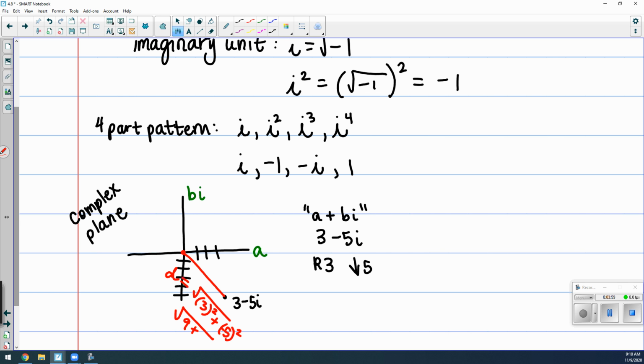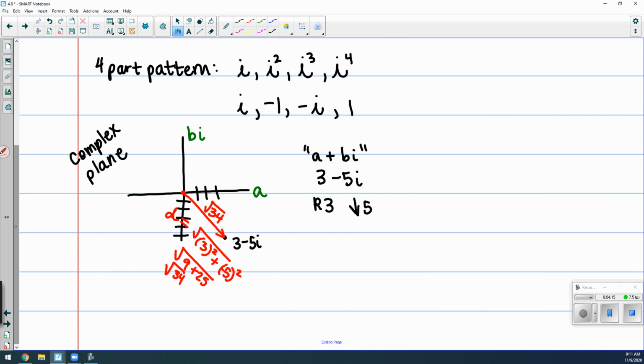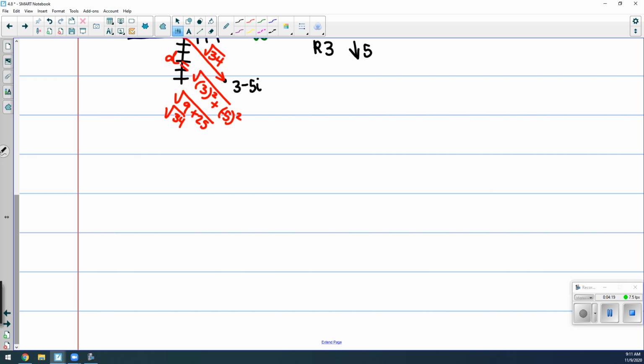So this is 9 plus 25, which is the square root of 34. So the distance, or the length of this, we're going to soon learn that this is a vector. The distance of this segment from 0 to 3 minus 5i is the square root of 34. All right, I feel like I've thrown a lot of new information at you pretty quickly. Let's just slow things down and take a look at some examples.